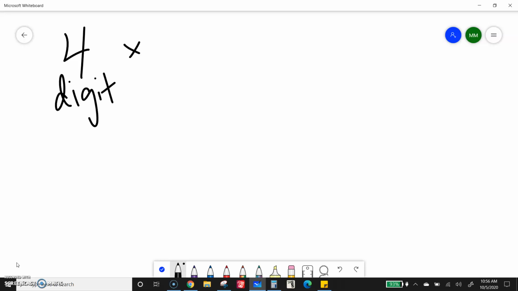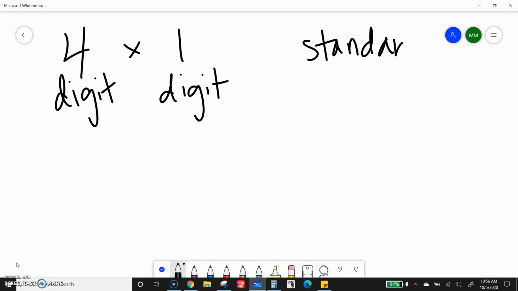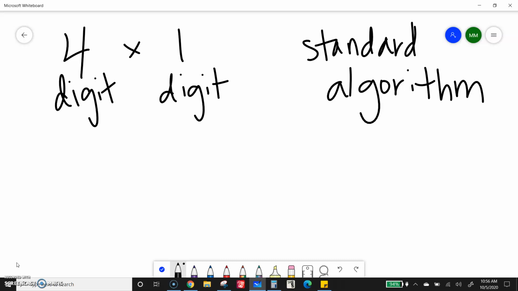All right, my friends, here is the standard algorithm for 4 digits by 1 digit when we are multiplying. So again, we call this the standard algorithm simply because this is what has been used for the longest. It's what all teachers used to teach everybody. So your grown-ups probably know this method if you were to ask them.